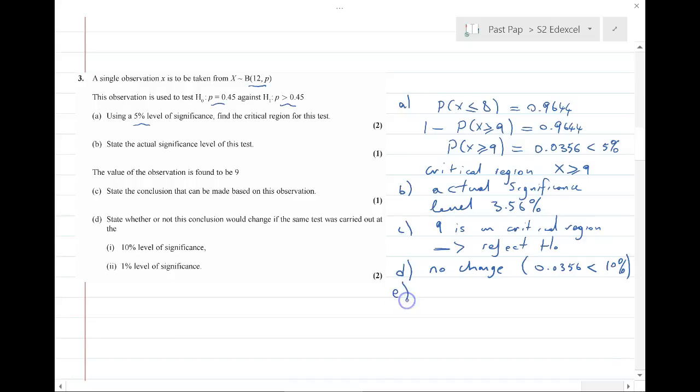But if we were to go to a 1% significance level, we would then say at this point the conclusion would change, H0 would now not be rejected. Since 0.0356, this time we've gone above our significance level. So this time we would not be rejecting H0. So that's question 3. Let's have a look at question 4.